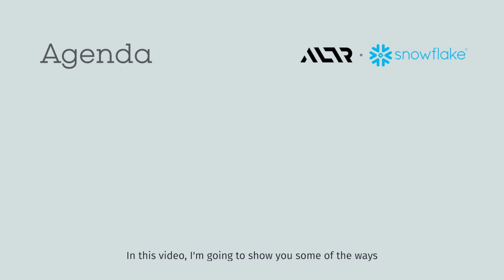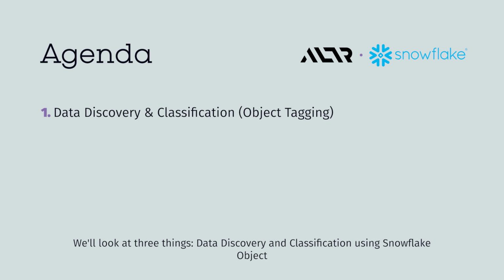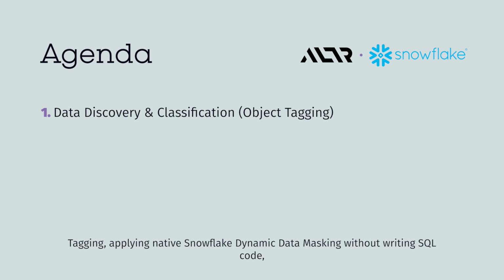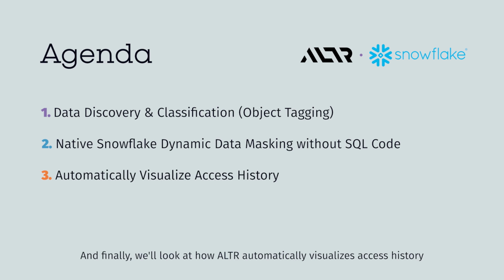In this video, I'm going to show you some of the ways we leverage Snowflake's native governance capabilities to do just that. We'll look at three things: data discovery and classification using Snowflake object tagging, applying native Snowflake dynamic data masking without writing SQL code, and finally, we'll look at how ALTR automatically visualizes access history so you can know your governance policies are being applied correctly.